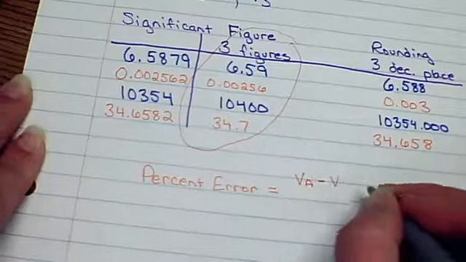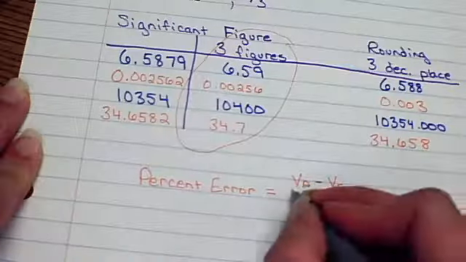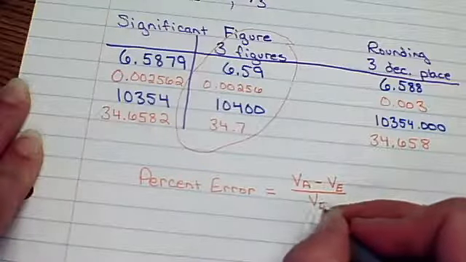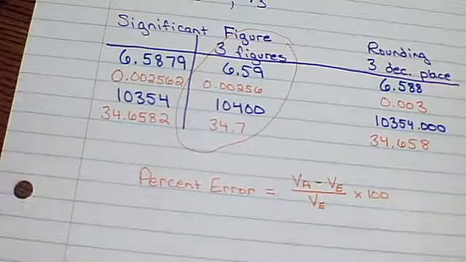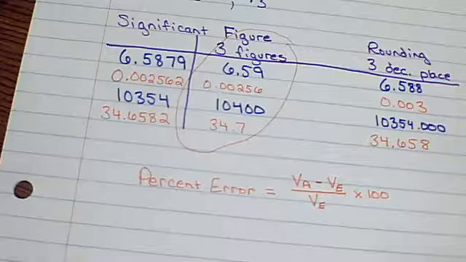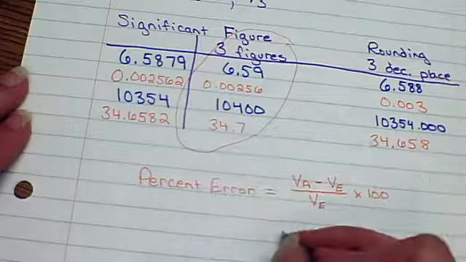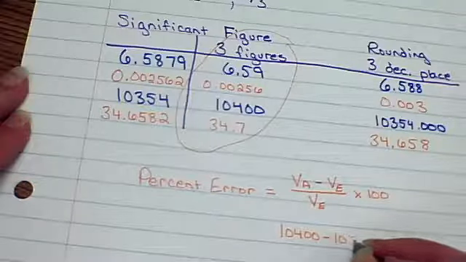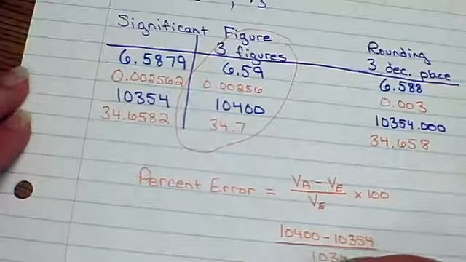The VA is the approximate, VE is the exact, divided by the exact answer. Now, the formula chart has times 100 because you want to leave it as a percent, but we know how to work with this. So let's say I took, let's take this large number. How much of a difference is it going to make? So the approximation is 10,400. The exact answer was 10,354 divided by that exact answer.